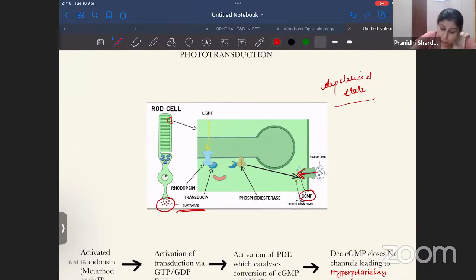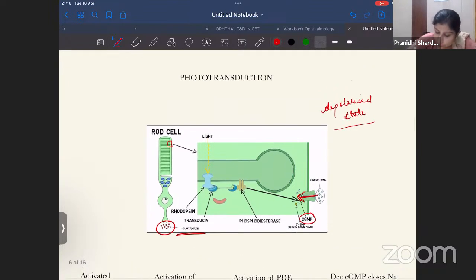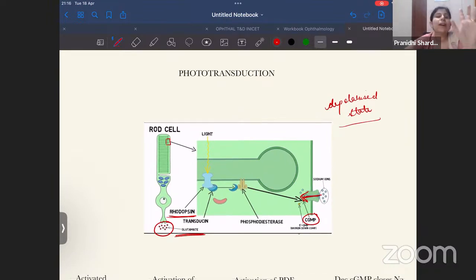Now, we know that the outer segment of the rod cells has rhodopsin, which is made up of opsin and retinal. Whenever light strikes rhodopsin, there is activation of a protein known as transducin. What this transducin does is it further activates phosphodiesterase.